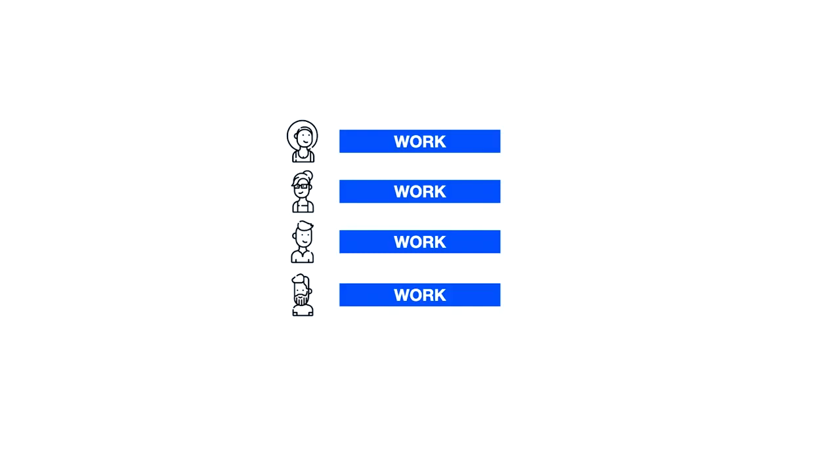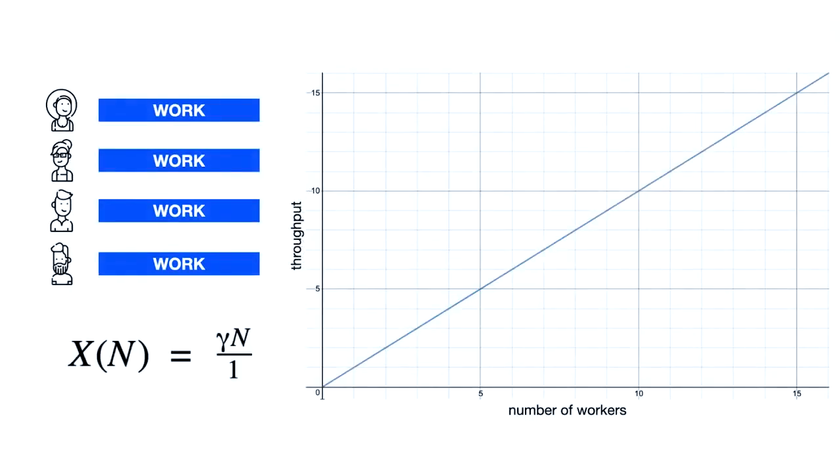There's no surprises here. The 4 blue segments with the drawings of people appear to the left of a graph with the equation, X(n) = γn / 1. Graph x-axis, labeled number of workers, from 0 to 15 in increments of 5. Y-axis, labeled throughput, from 0 to 15 in increments of 5. Blue line from coordinates 0, 0 to 15, 15.